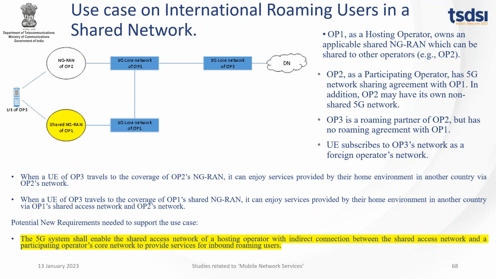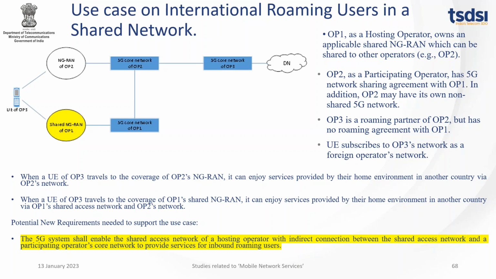Operator 1 is a hosting network, and operator 2 has a shared core network, with inter-PLMN connectivity with operator 1, and operator 3 is an international operator having a roaming agreement with operator 2. There is no agreement with operator 1, and you need not be aware, but the UE is registered with operator 3. That means the UE is an operator 3 subscriber.